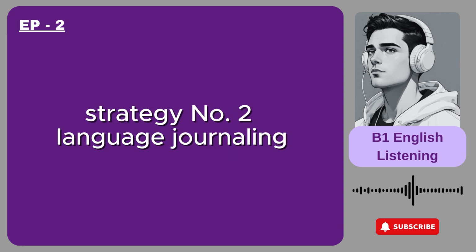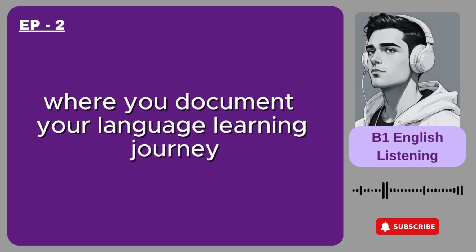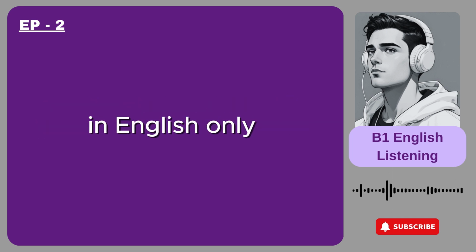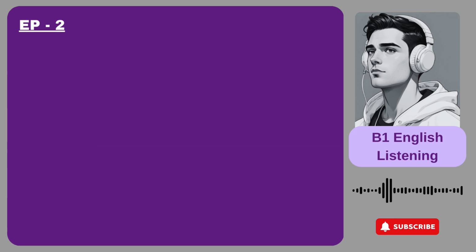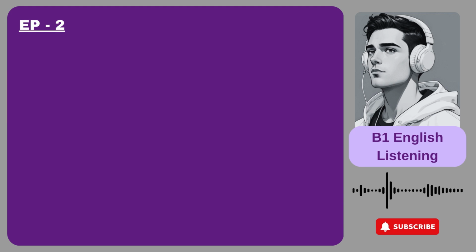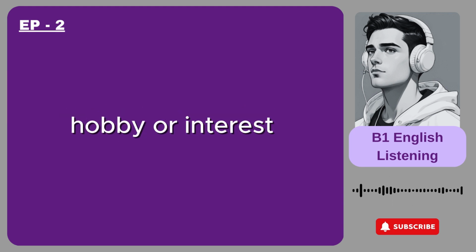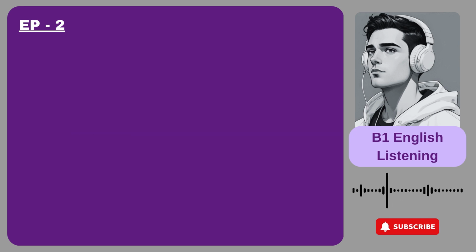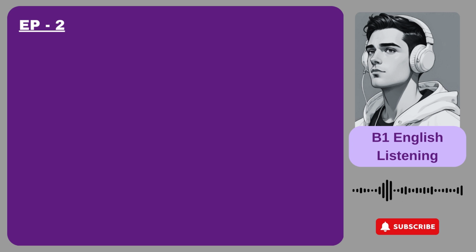Strategy number 2, language journaling. Keep a journal where you document your language learning journey in English only. Write about challenges, breakthroughs, and observations. Strategy number 3, specialized immersion. Immerse yourself in English content specific to your field, hobby, or interest. This builds specialized vocabulary clusters.